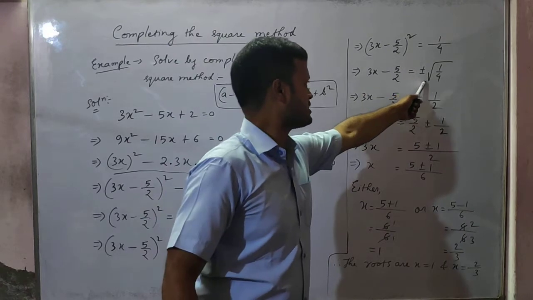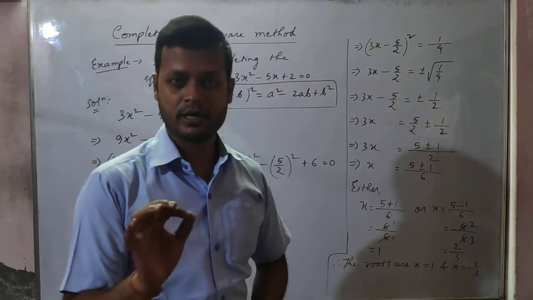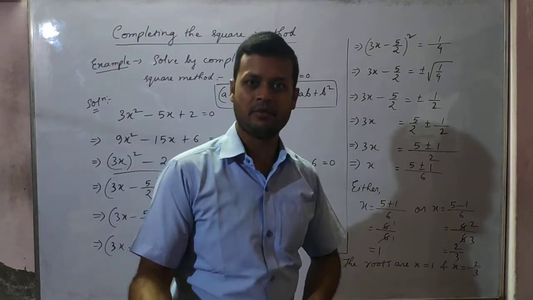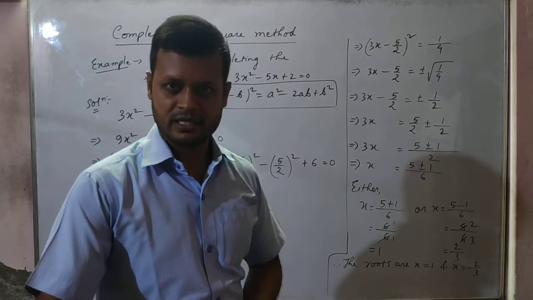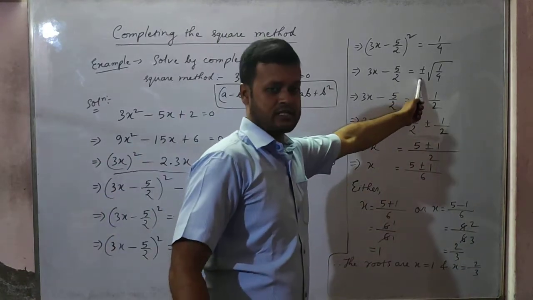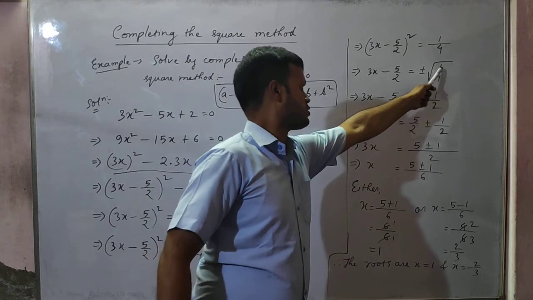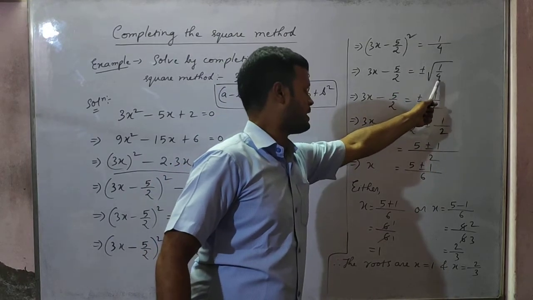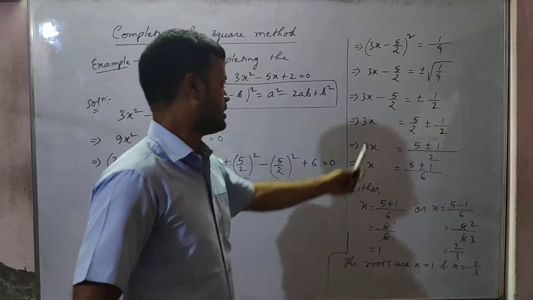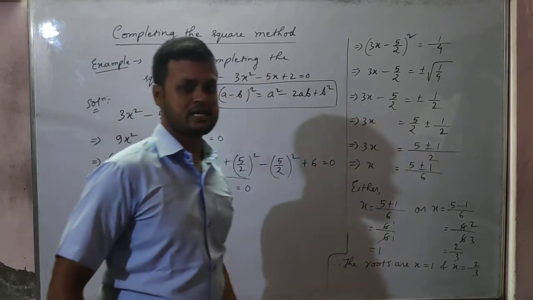But here, because this is not a specific quantity, neither weight nor time nor length of an object, we will put a plus minus sign here. Understood? The square root of 1 will be 1 and the square root of 4 will be 2. This minus 5 by 2 I will take to the right hand side, students.